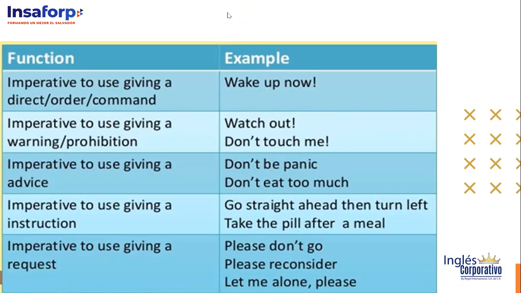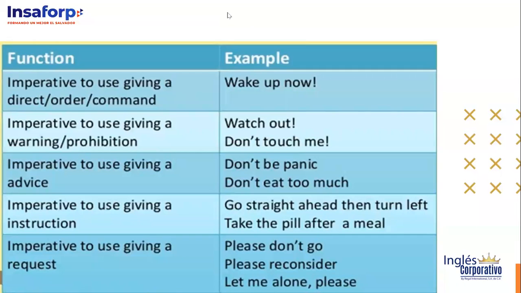Let's continue with Jose Heriberto. By the way, good evening, guys. Good evening, Christian. I was about to give you one imperative. If your camera is working properly, please turn it on, because that's one of the requirements from Inglés Corporativo. Okay, cool. Go ahead, please, José Heriberto.